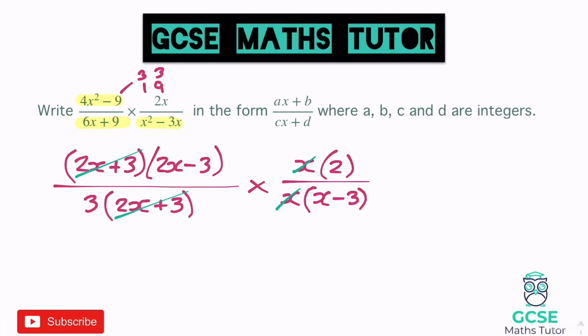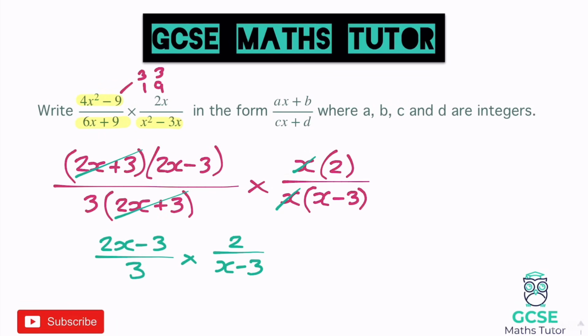So if we rewrite what we've got left, we've got on the top of the left one there, we've got 2x minus 3, and that's all over 3. And on the right, we're going to multiply that by 2 on the top and x minus 3 on the bottom. There we go. And now we can actually go about multiplying these.